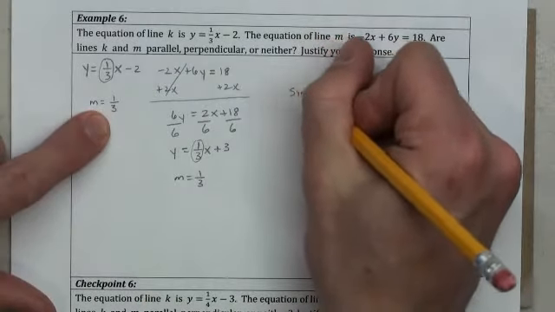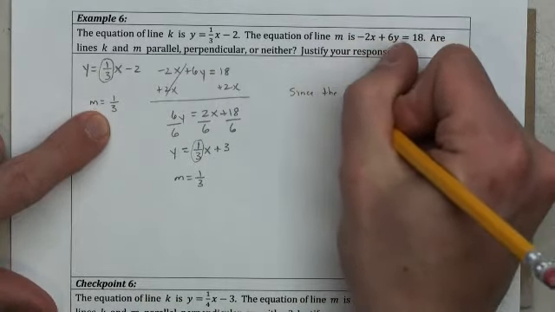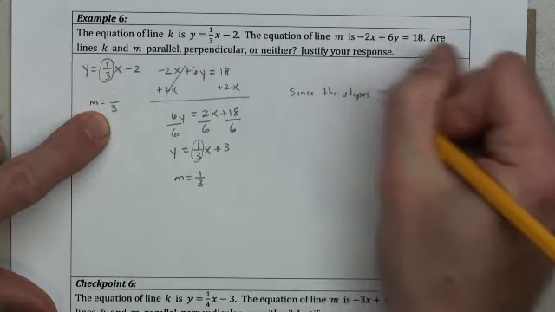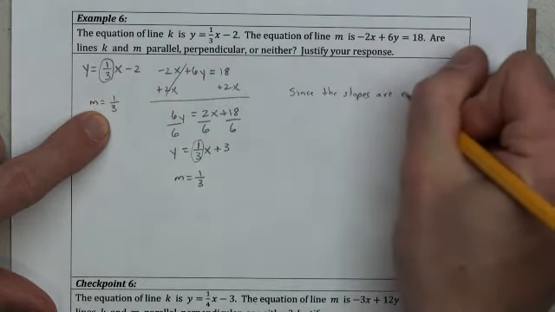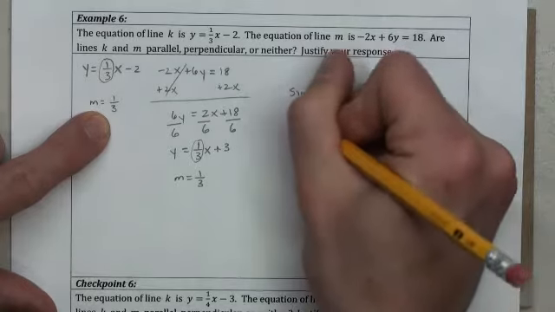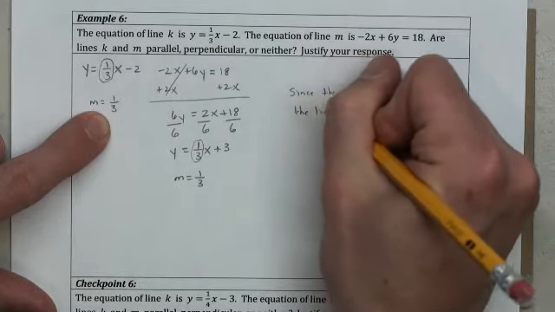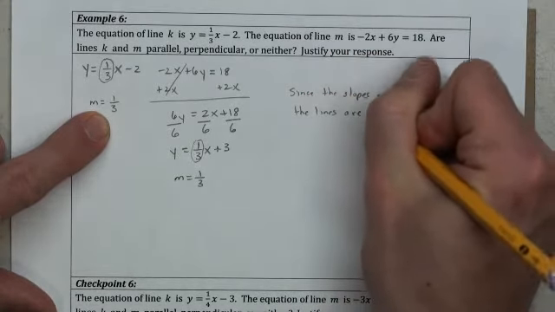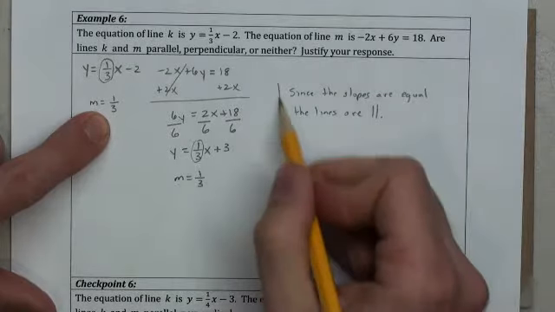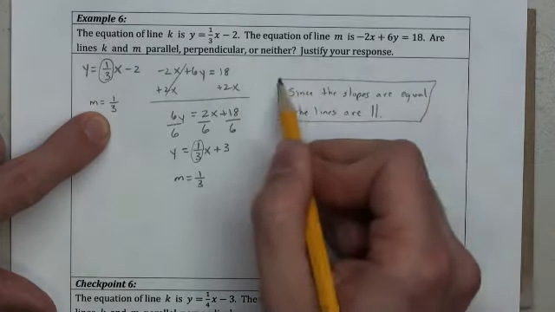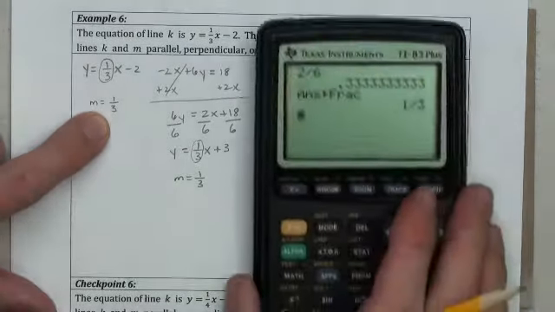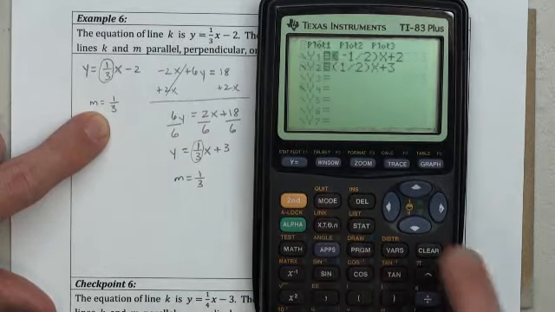So since the slopes are equal, the lines are parallel. Okay, let's check to make sure this makes sense.